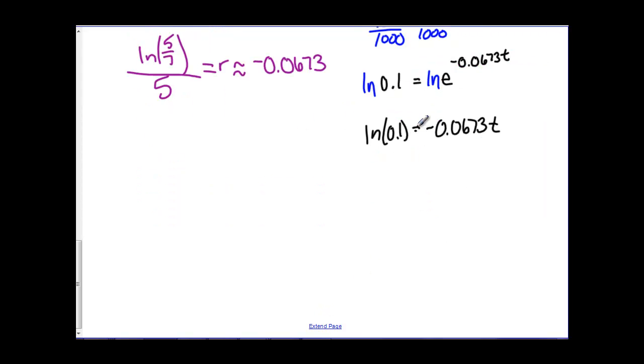And then our last step is going to be divide by that rate, or by the negative 0.0673. So 34 point, we'll call it 34.2 equals t. So in 34.2 years, we would expect the birds to be down to 100.